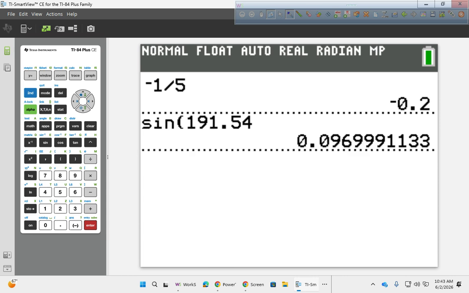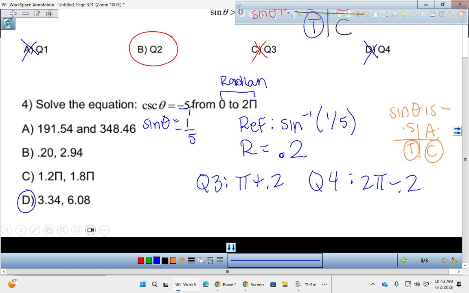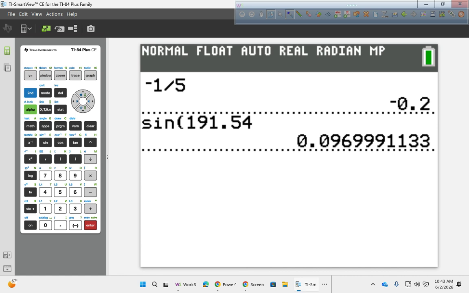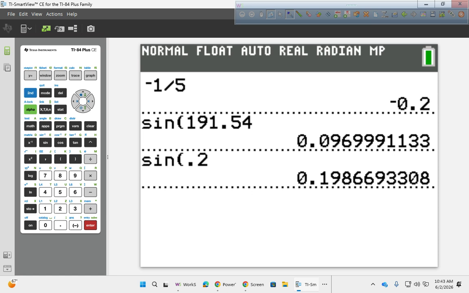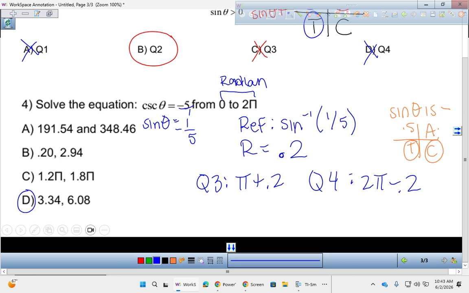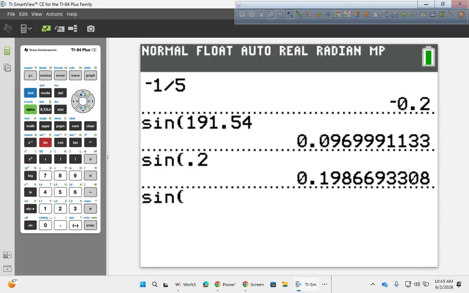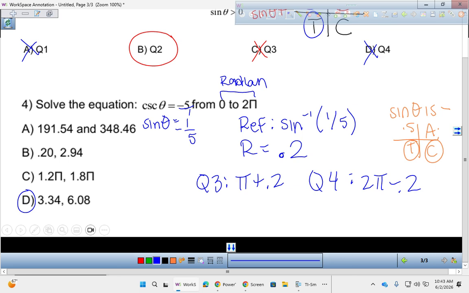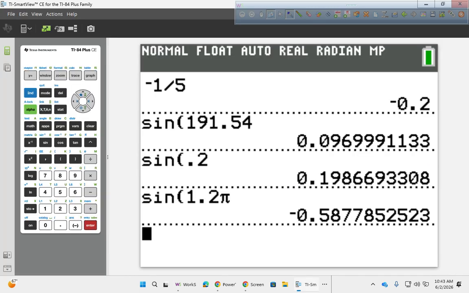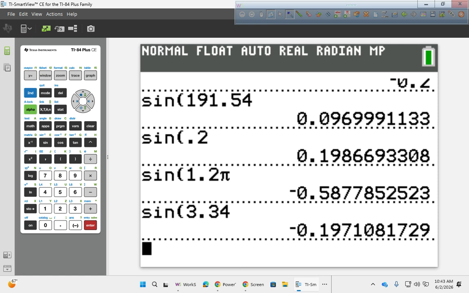Not negative 0.2. So A is not the answer. Then I say, okay, let me try B. Sine of 0.2 is positive 0.2, but I need negative 0.2, so that's not the answer. So then I go to the next one, sine of 1.2 pi. That's not the answer, so maybe it must be the next one. Let me do 3.34. That's negative 0.2. Right, so you can just plug it into the equation.